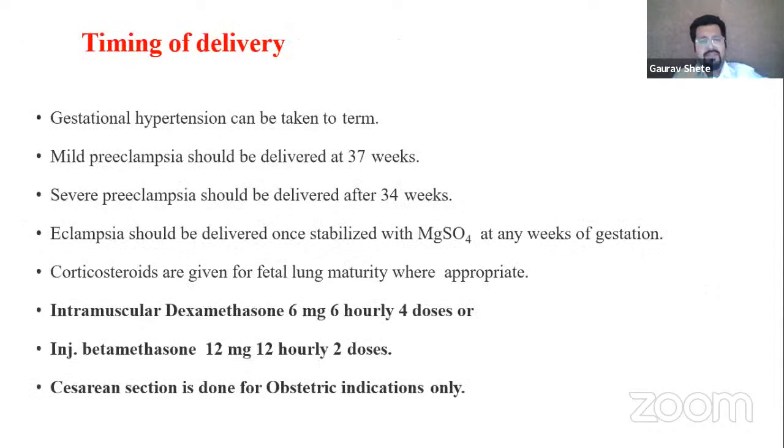So, timing of delivery. Gestational hypertension can be taken to term if there is no proteinuria. If the gestational hypertension is well controlled, even chronic hypertension, if well controlled, can be taken up to term, or can be waited until the patient goes into labor.